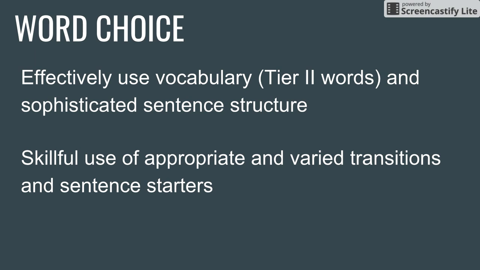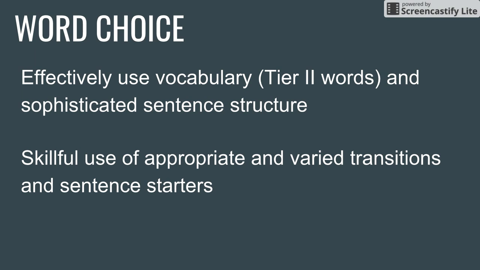The next thing that the rubric really does look at is word choice. Are you using tier 2 words effectively, okay? And are you using sophisticated sentence structure? If you have a series of sentences that are short and choppy and don't have a lot of meat to them, you're going to get dinged there on the rubric.